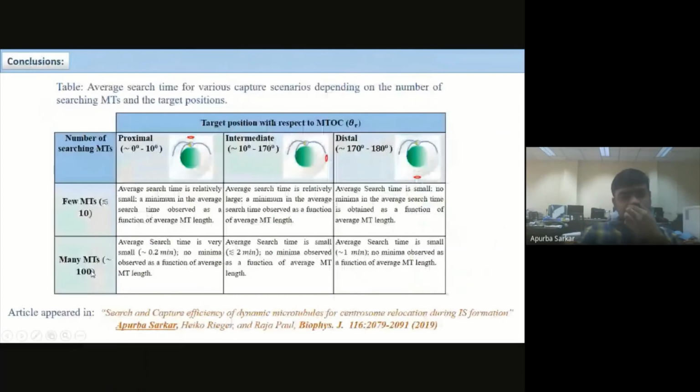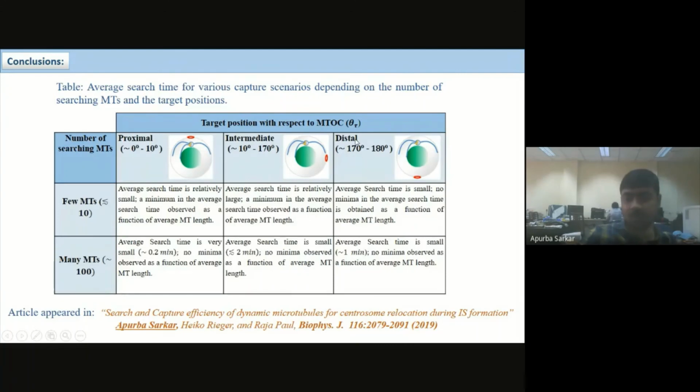Now to summarize our results, we find that when the target is located near the proximal pole, between 0 and 10 degrees, then for a few microtubules the average search time is relatively small, and a minimum in the average search time is observed as a function of the average microtubule length. For intermediate positions, we find that the search time is relatively large, and also we get a minimum as a function of average microtubule length.